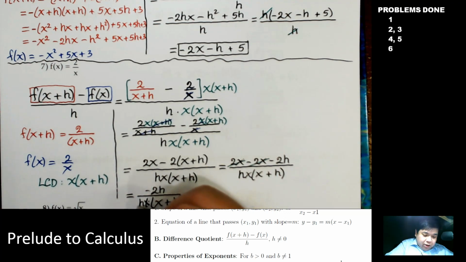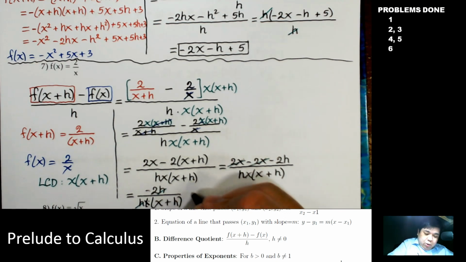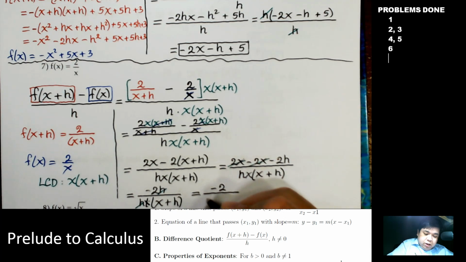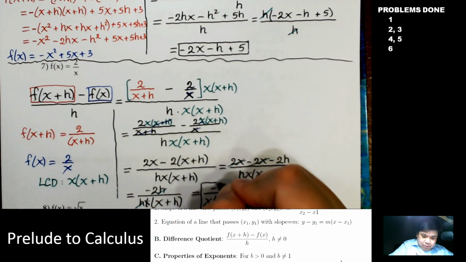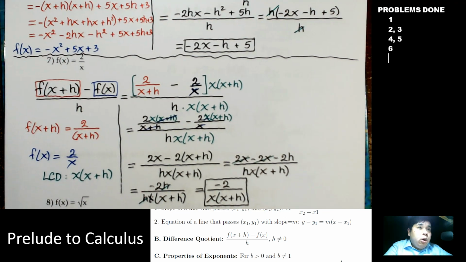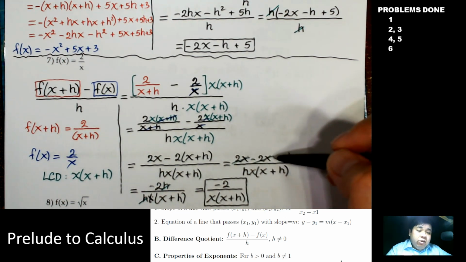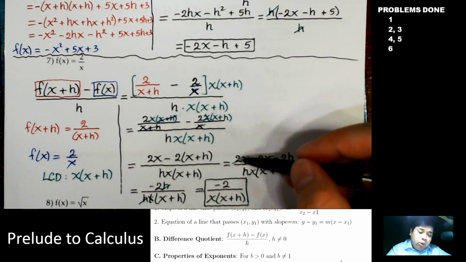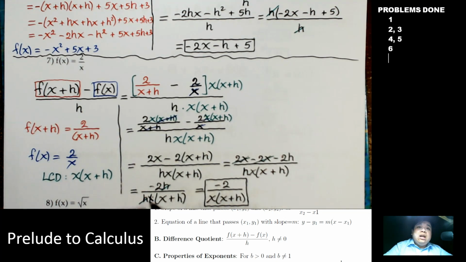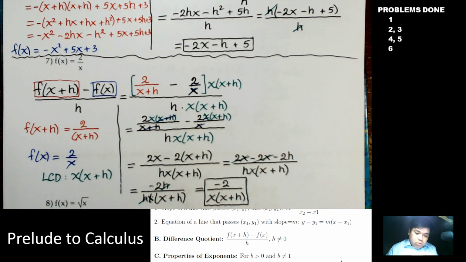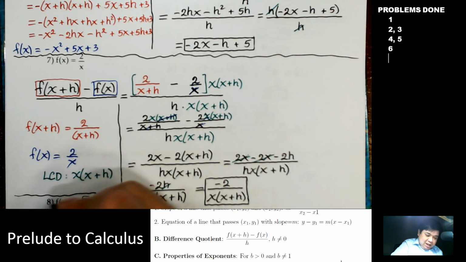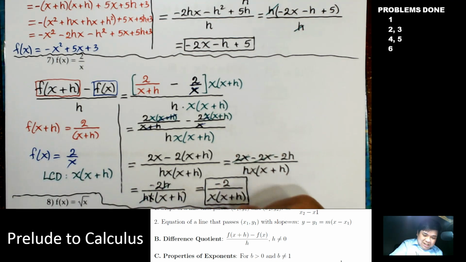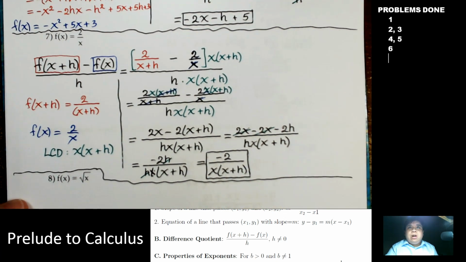Right. Now the h at the bottom does cancel out with the h on top, so we end up with negative 2 over x times x plus h. Once again, we see the step where we cancel everything without an x and everything without an h got cancelled, and we cancel the h at the bottom. Those two steps should be in every problem. I should say most of the problems. So that was 7.